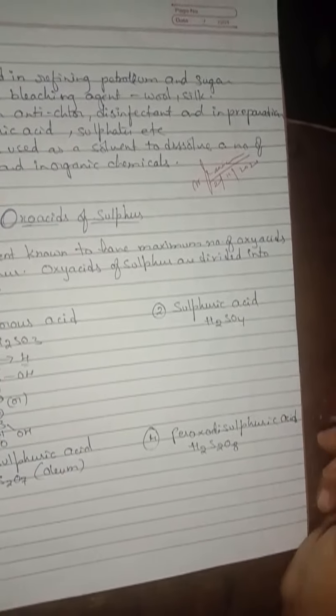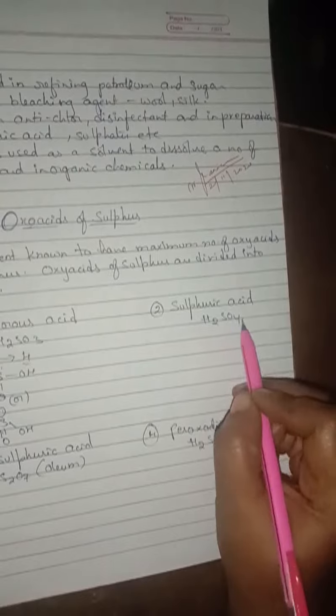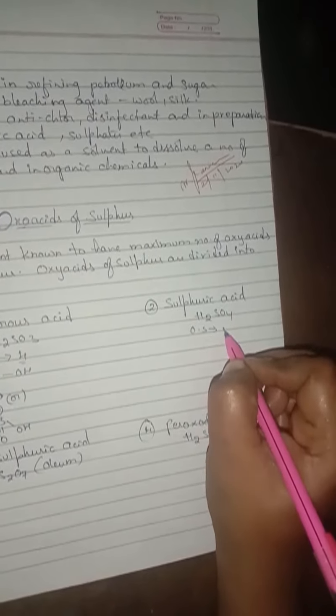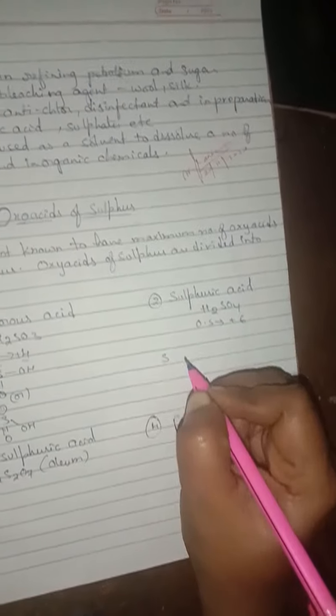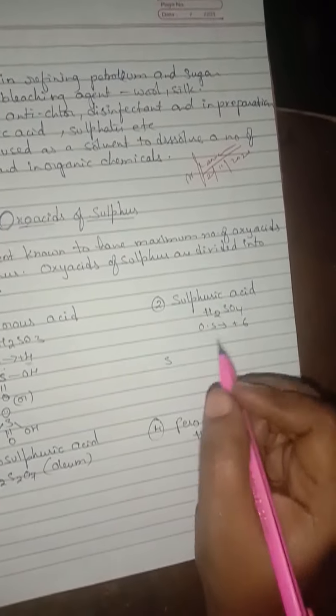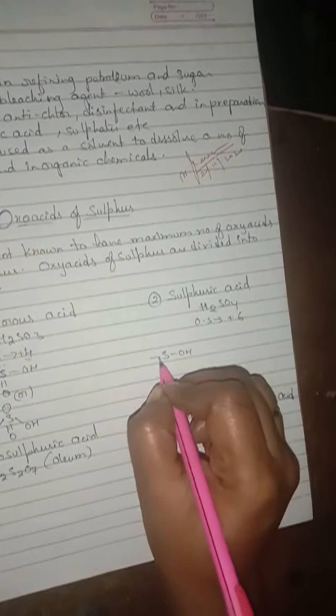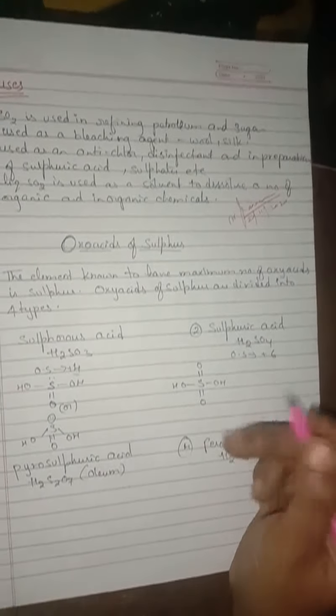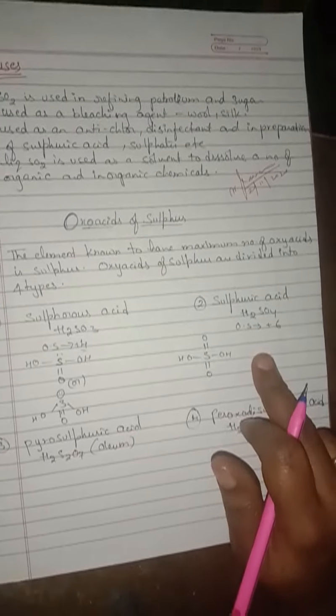The structure of sulfuric acid. What is the formula, children? H2SO4. Here the oxidation state will be plus 6. This is plus 4, this is plus 6. The central atom is sulfur. How many hydrogens are there? 2. Each hydrogen is bonded with an oxygen, OH on either side, and how many oxygens are left? 2. So 2 oxygens are double bonded like this. Understand, children? This is the structure of H2SO4.